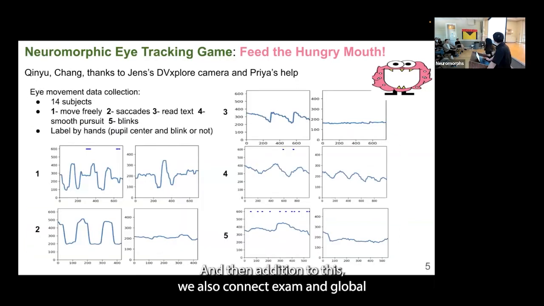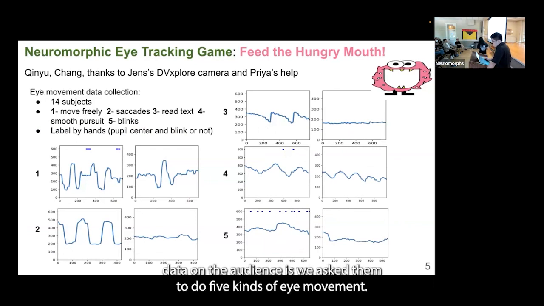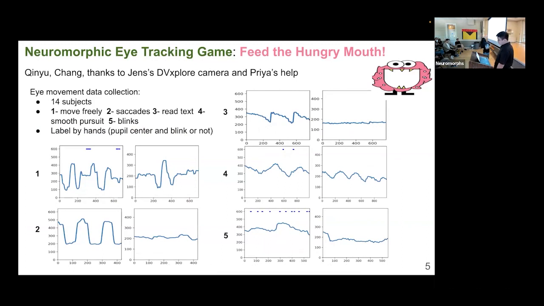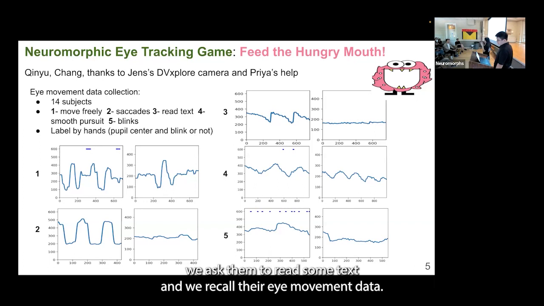Yeah. And then in addition to this, we also collect some eye movement data from our lovely volunteers. We asked them to do 5 kinds of eye movement. The first is just feel free to move your eyeballs. And the y-axis is the precision and the x-axis is the time. And the second is saccade between 2 points. And the third is we ask them to read some text and we record their eye movement data.